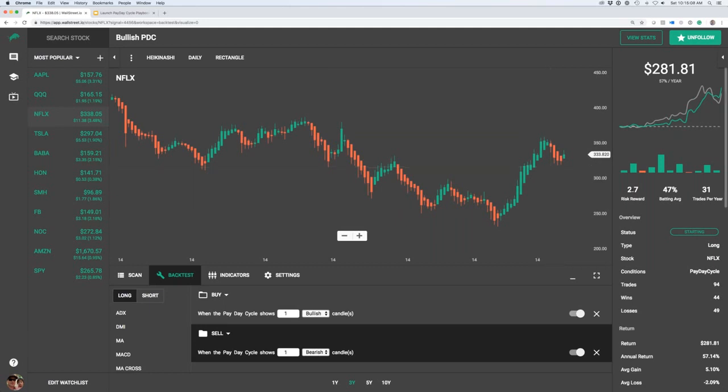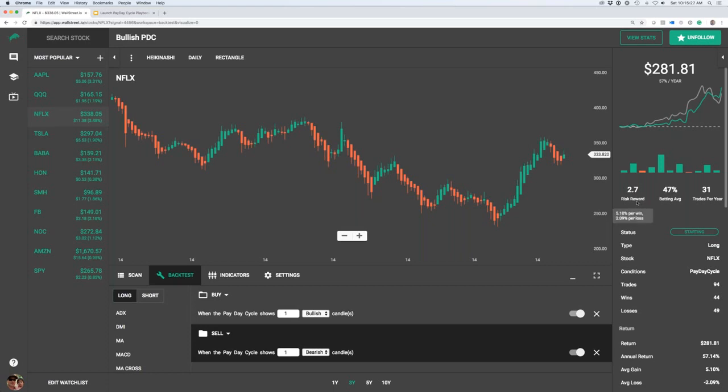Netflix has a phenomenal payday cycle record of 2.7 on risk reward. That risk reward is unheard of. It's absolutely insane how good a risk reward that is. That means if you made 100 trades, when you win, you'll win 2.7, and when you lose, you only lose $1, a 1. So really, really great risk reward.